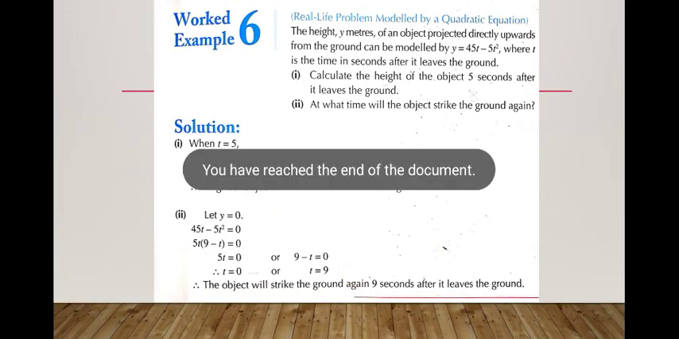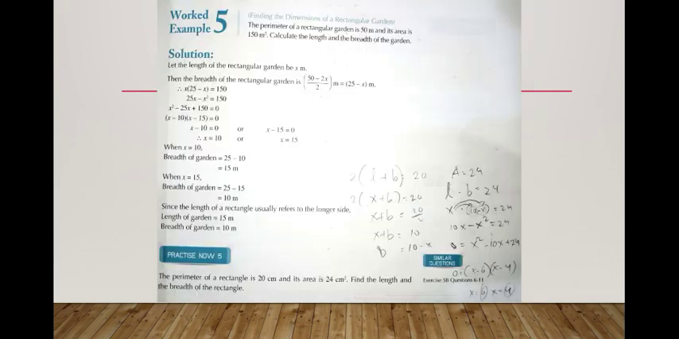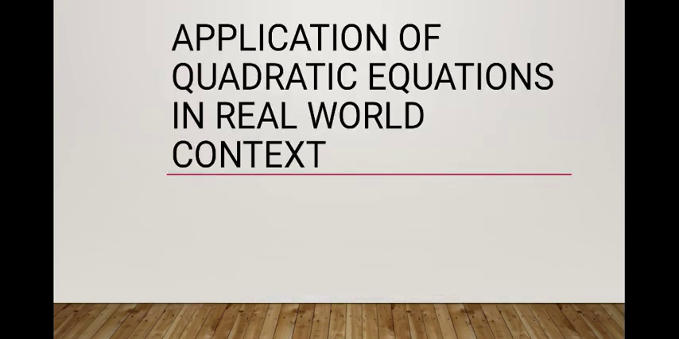Okay, that's it for the real-life problem using quadratic equations.